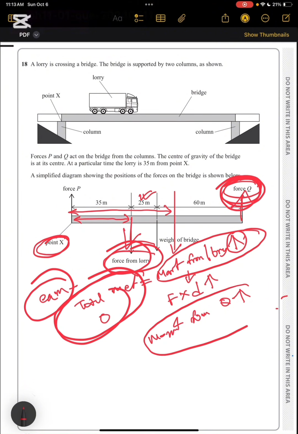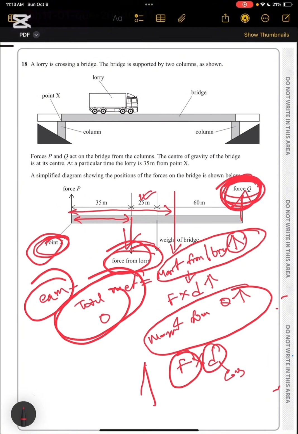So for the moment from Q to increase, the distance of Q from point X is constant, right? So we can say force into distance. The distance is constant, so the force must increase so that the moment of Q increases. The moment from Q must increase because the moment from the lorry has increased.